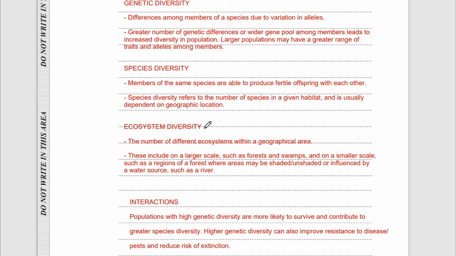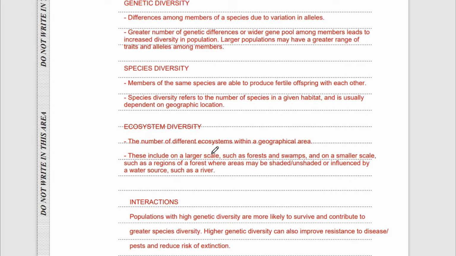Ecosystem diversity now is when you have a number of different ecosystems within a geographical area. So, for example, if we say that we have a forested area, that forested area could have a river, it could have a swamp or a marsh next to it, it could have a hilly part, it could have a part that has acidic pH soil. You have a part that could be waterlogged, you have a part that could be dry.